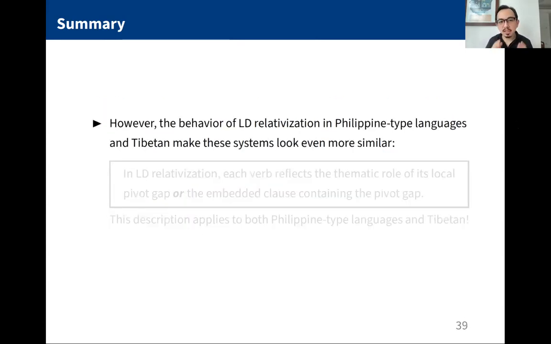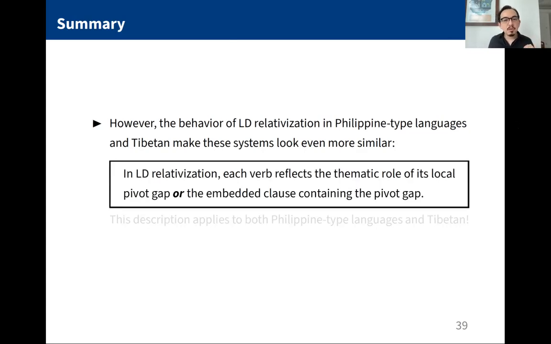However, when we look at the behavior of long distance relatives in Philippine-type languages and Tibetan, based on data which has never been looked at before in Tibetan, it seems like this parallel goes even deeper. So we can state the following generalization: in long distance relatives, each verb reflects the thematic role of its local pivot gap or the embedded clause containing the pivot gap. And this description applies to both Philippine-type languages and Tibetan, at least the non-center embedding type of relative clause.